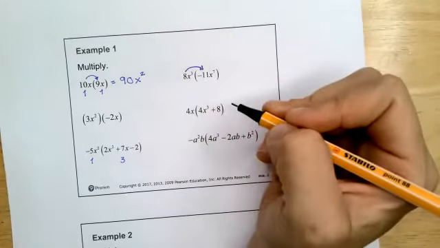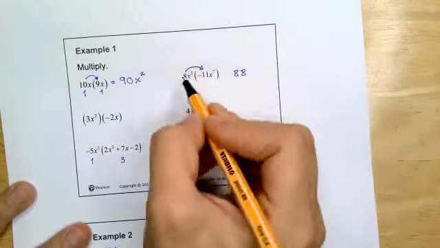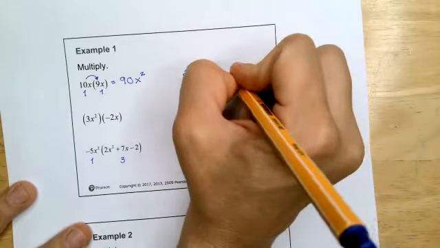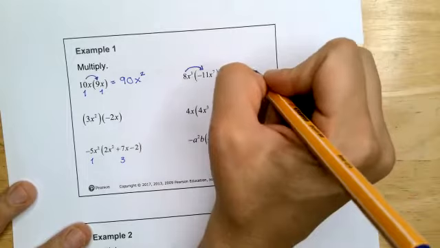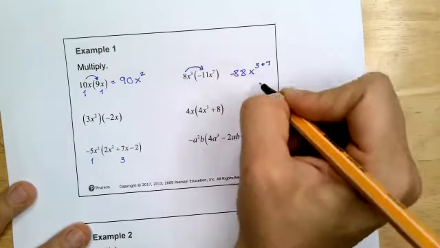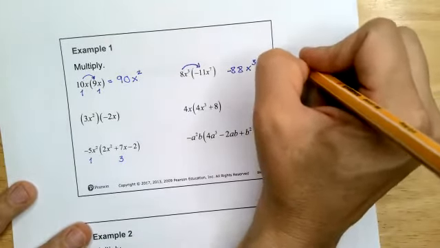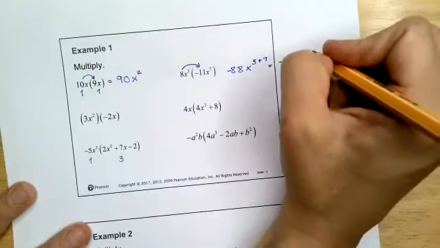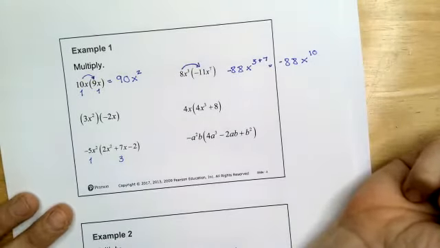So 8 times 11 is 88, right? But a positive times a negative makes that 88 a negative 88. And then x to the 3rd times x to the 7th means we keep the base, add the exponents. So we have negative 88x to the 10th. Good.